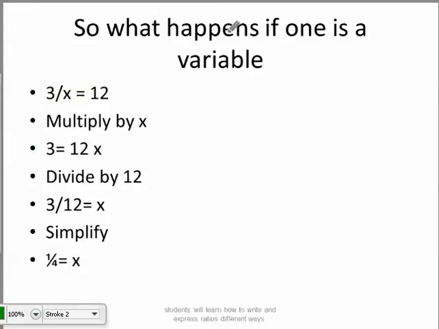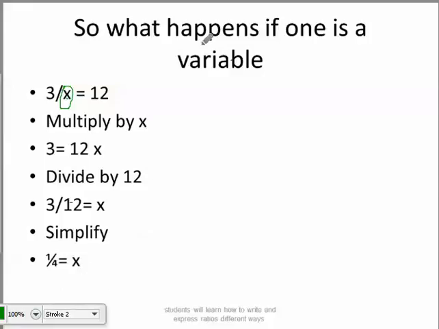Okay? So, what happens if one of the two numbers is a variable? For example, 3/x is equal to 12. You multiply by the x. Even if it's in the denominator down here, multiply by this denominator, okay? And that gives me 3 is equal to 12x. Divide by the 12. That gives you 3/12 is equal to x. You simplify it, gives you 1/4.